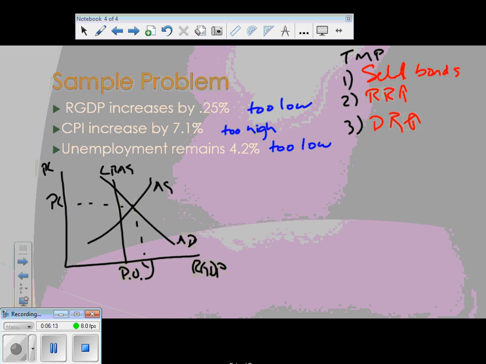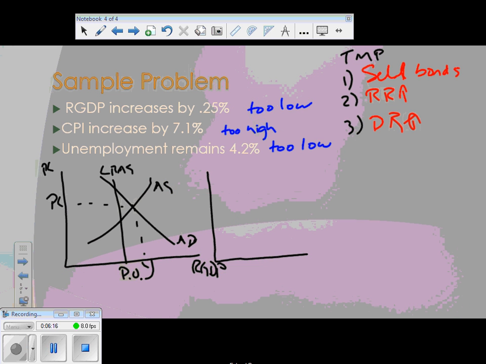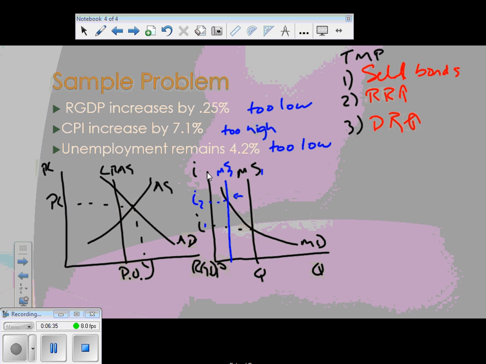So first thing we're going to do is draw our money market. Perfectly inelastic supply curve for money. Money demand. Here's our interest rate, quantity of money. Now we're going to see a decrease in the money supply curve. Okay. Interest rate rises. So in this example, I'm going to use the loanable funds market as our example here to see the impact of this change.